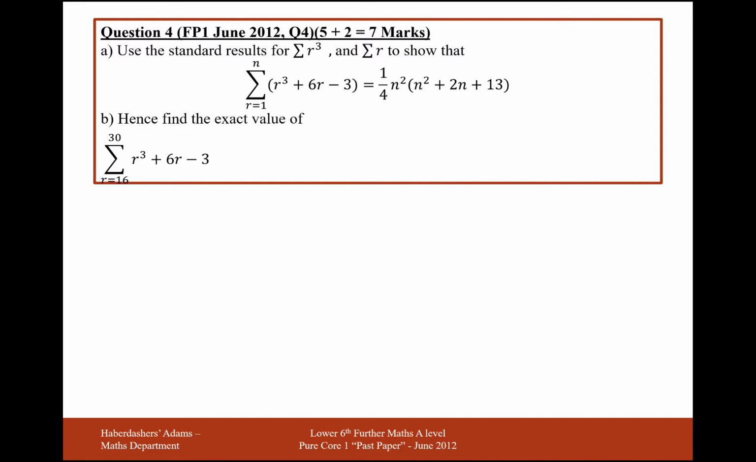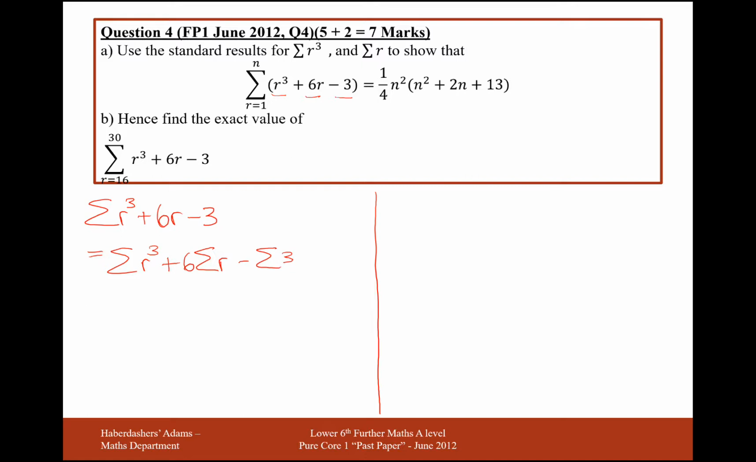Here we're looking at the summation question on question 4 from June 2012, question 4 FP1. So we have to prove this summation formula. The first thing I'm going to do is write that down. The next thing we're going to do is split these different parts up into separate summations. So it's the sum of r cubed plus 6 times the sum of r, take away the sum of 3's.